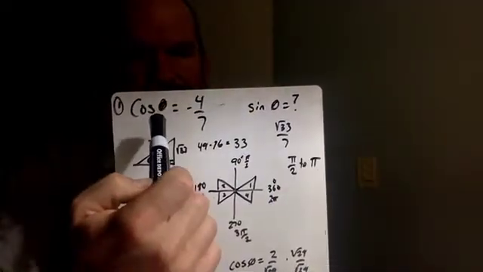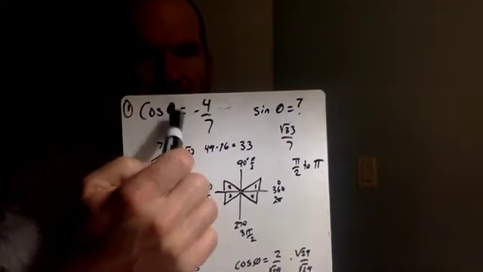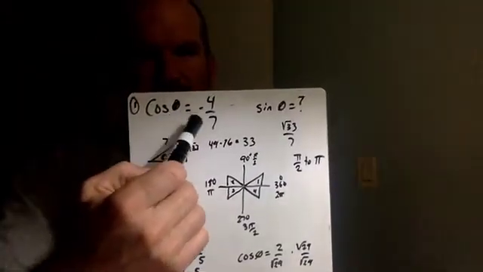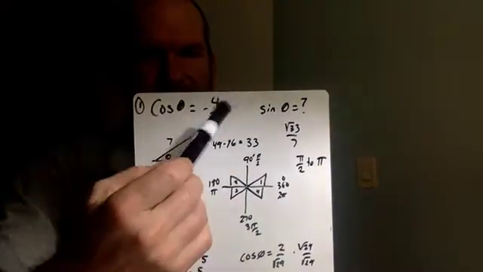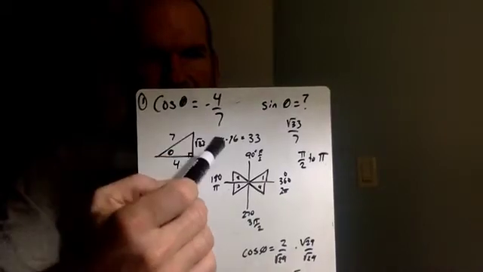Problem one gives you the fact that cosine theta, which that's supposed to be a theta, but I colored it in, at least I stayed in the lines. Cosine theta is equal to negative 4 over 7. Forget about the negative for right now. Just use SOHCAHTOA, 4 over 7. That's what I did here.